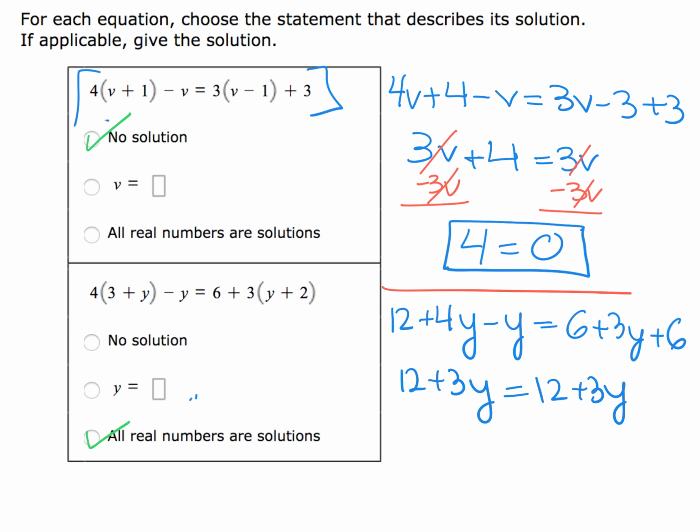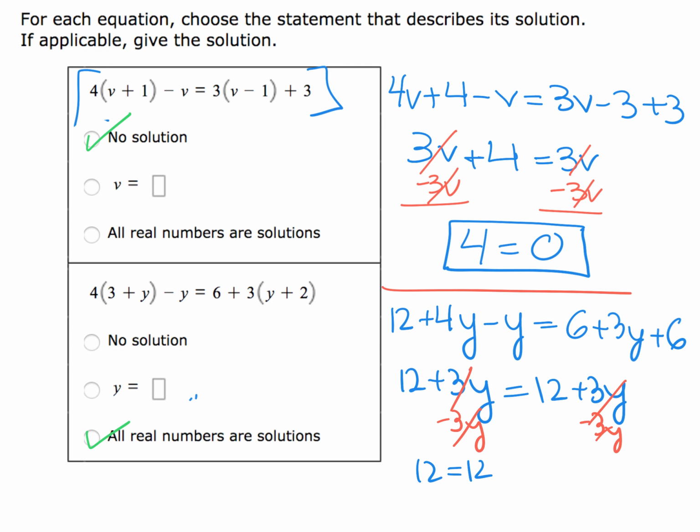If you don't see it from this step, that's fine. You can go on and say, all right, let's put everything with y on it on one side. So maybe let's put all my y's on this side and all of my constants on this side. To put all my y's on this side, let's do minus 3y from both sides. So we would get, these would cancel, and we would get 12 equals 12, which is always true.